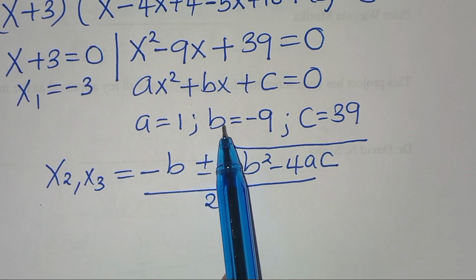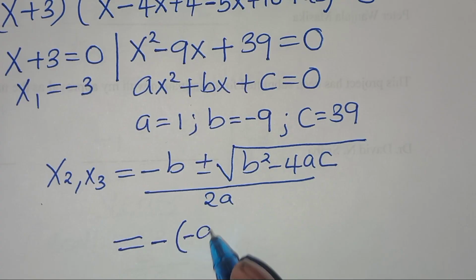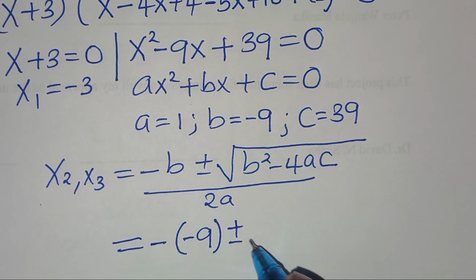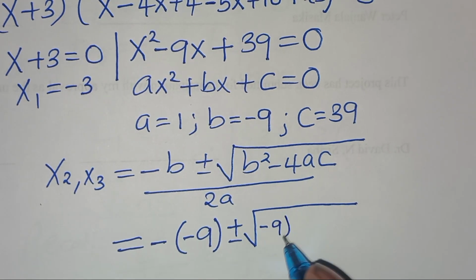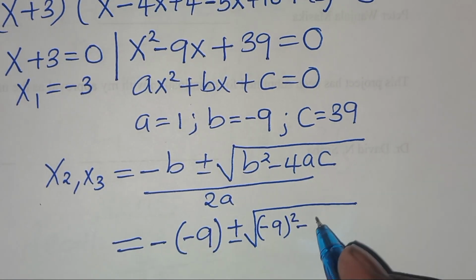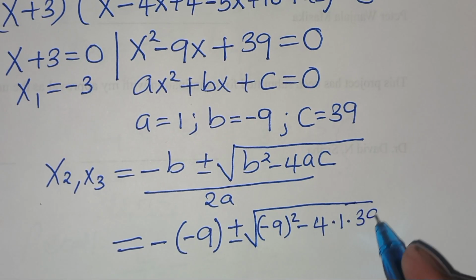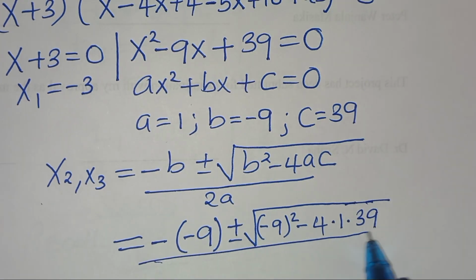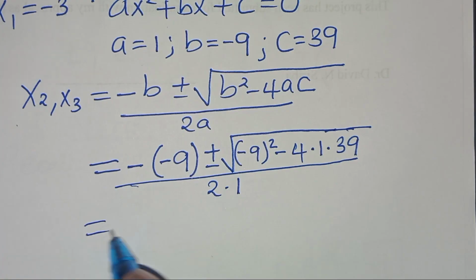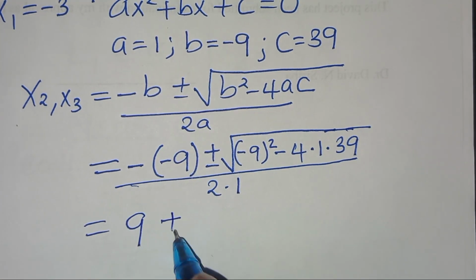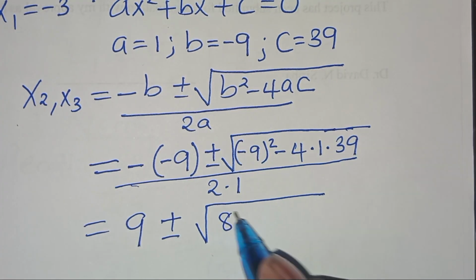Substituting the values of a, b, and c. So here we have minus 9 plus or minus the square root of b squared, which is minus 9 squared, subtract 4 times a, which is 1, times c, which is 39, divided by 2 times 1. So now here we have minus times 9, this is 9, plus or minus, now here is the square root of minus 9 squared, this is 81.